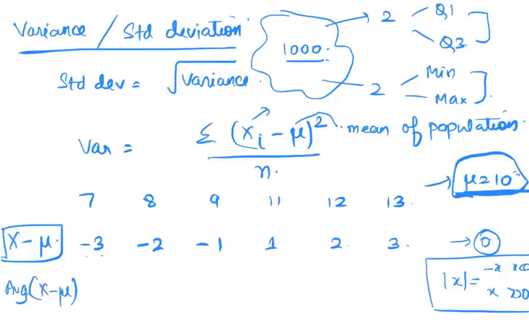In that case, this becomes a 3, this becomes a 2, this becomes a 1, 1, 2, and 3. And we take an average of this. All right. And that becomes a measure for, we take an average of this.